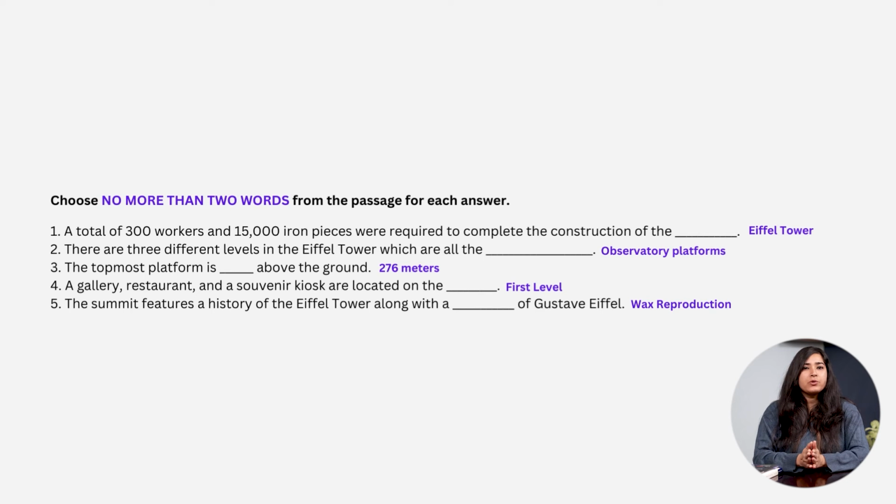Number 3, the topmost platform is 276 meters above the ground. The answer can be found in the second sentence. Number 4, a gallery, restaurant, and souvenir kiosk are located on the first level. The key words we're looking out for here are gallery, restaurant, and kiosk, and we can find it in the fourth sentence. And number 5, the summit features a history of the Eiffel Tower along with the wax reproduction or office of Gustave Eiffel. Both answers work. And last but not least, we can find the answer in the second last sentence.